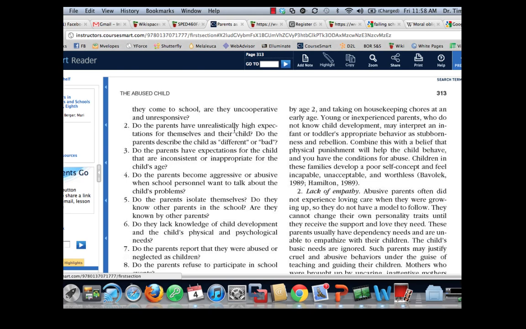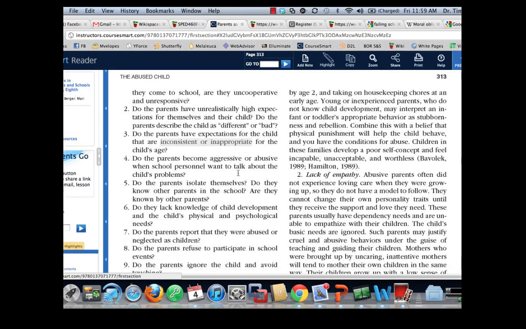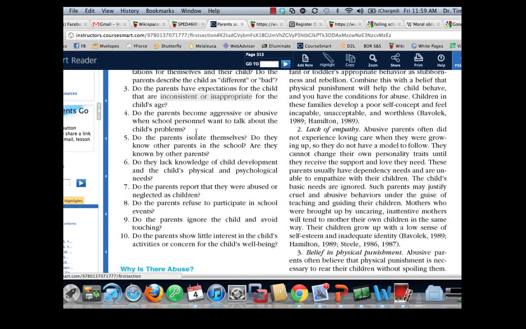Do the parents have unrealistically high expectations for themselves and their child? Ooh. So where is that line of unrealistic and realistic? We just had our parent-teacher conferences and the teacher saying he's not reaching his potential. Do the parents have expectations for the child that are inconsistent and inappropriate for the child's age? That was more common. We have a little trouble with that with sports, that we expect a little more than we're getting. The parents become aggressive or abusive when school personnel want to talk about the child's problem.